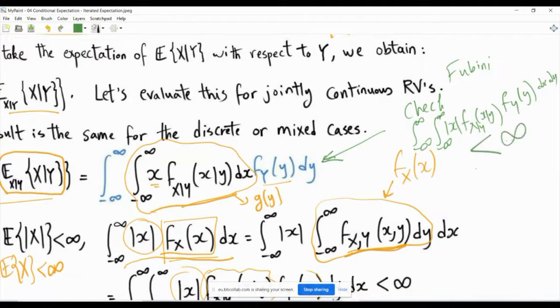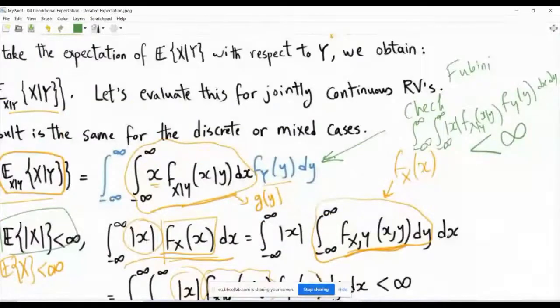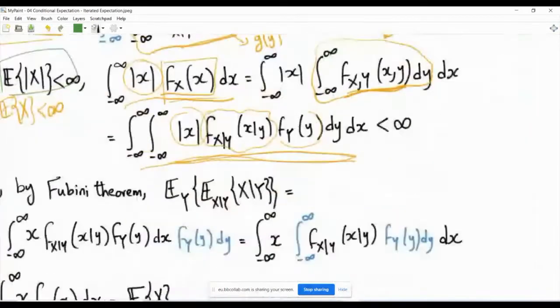If this thing is finite, then by Fubini, the original integral without the absolute value can be done in any way of your choice. You can do the integral first with respect to x, then y, or y then x. So in our case, if we assume that x has a finite first moment, then this integral here will be finite, and so by Fubini we can actually interchange the order of these two integrals.